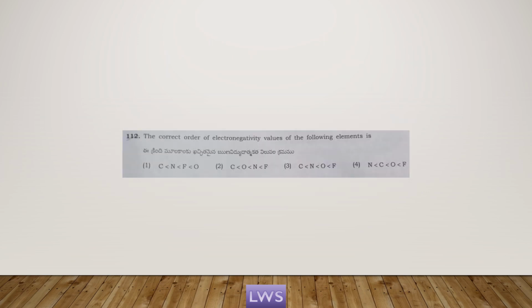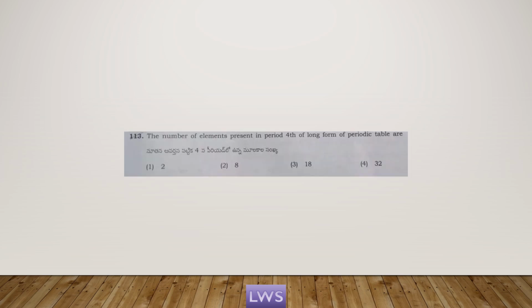The correct order of electronegativity. So this is the correct order of electronegativity: carbon, nitrogen, oxygen, fluorine. For carbon it is 2.5, for nitrogen it is 3, for oxygen it is 3.5, and for fluorine it is 4. Number of elements in fourth period are 18. So option 3 is your answer.